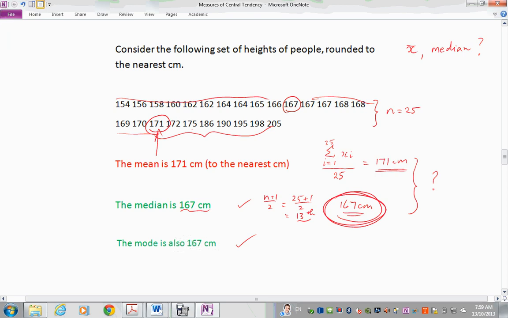Okay, so here's the question. What happened? Why is it sometimes not best to use the mean as a measure of the centre?